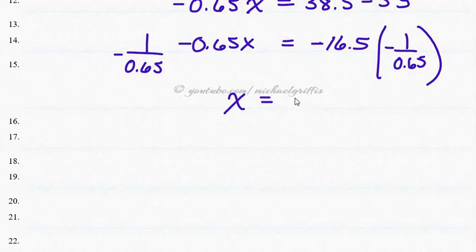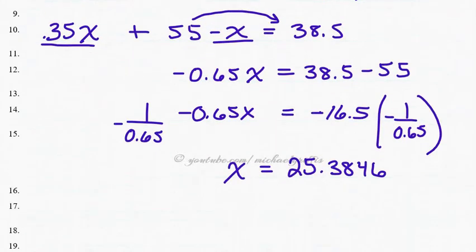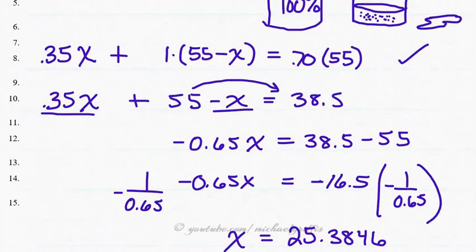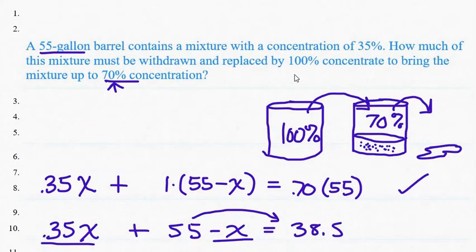Now we're going to need this number, so that we don't get round off error, I'm going to go out 25.3846. Go out to 4 decimal places. Good enough? Okay. Now, we're not done. What did the problem say up here? It says how much of the mixture must be withdrawn and replaced by 100% concentrate.